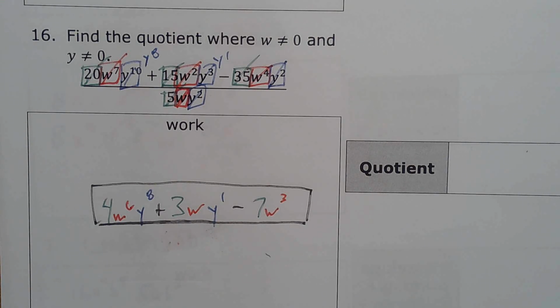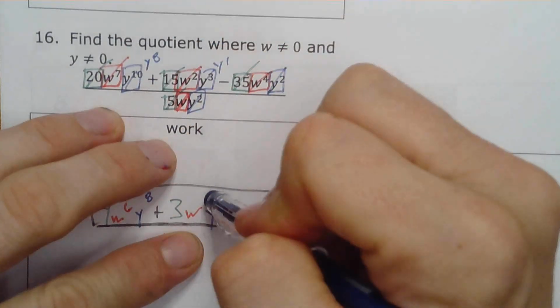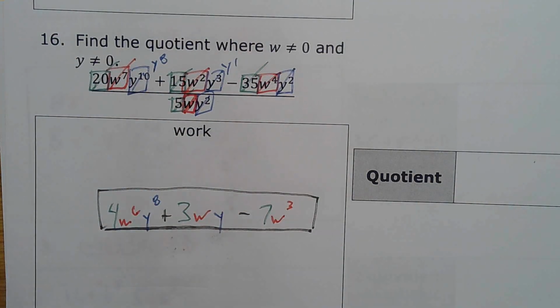So pretty simple. I can erase that 1 right here if I wanted to. It's not wrong to leave it there, but it's just extra. So that is that.